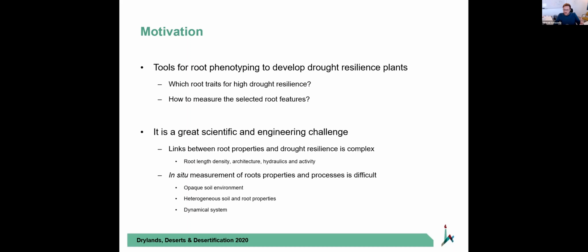And as I said, this is a great challenge because first, the link between root properties and drought resilience is complex, and there are many relevant root features like root length density, root architecture, root hydraulics, and so on and so forth. And the second challenge is how to measure these properties, and especially how to measure them in situ. Because first, the soil is opaque, so we cannot see. Second, it's extremely heterogeneous. The soil is heterogeneous, the root is heterogeneous, and also it's a very dynamic system, so it changes a lot in time.